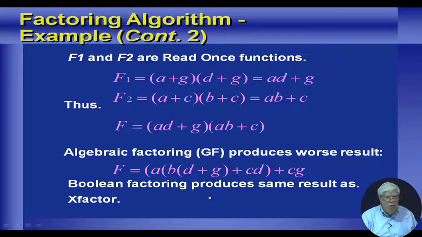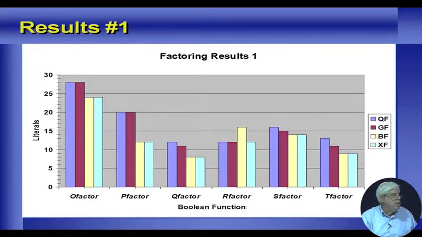Boolean factoring takes more time and is more complicated, and I'm not going to describe either of those, but it's a different library function. It would produce the same result as X factor, the best one, but it would take a lot more time than X factor. Here are some empirical results.